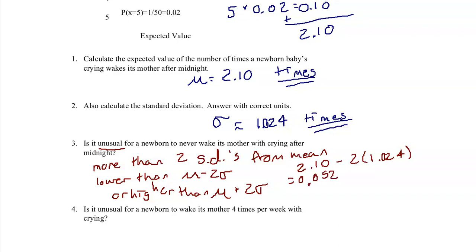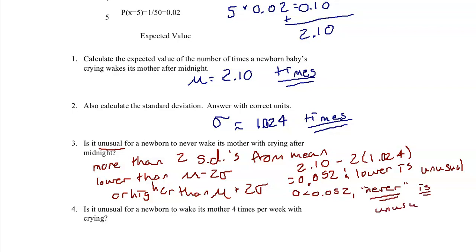0.052 and lower is unusual. I'm sorry, 0.052 and lower times is unusual. Because 0 is less than 0.052, never is unusual, because it's more than 2 standard deviations away from the mean.